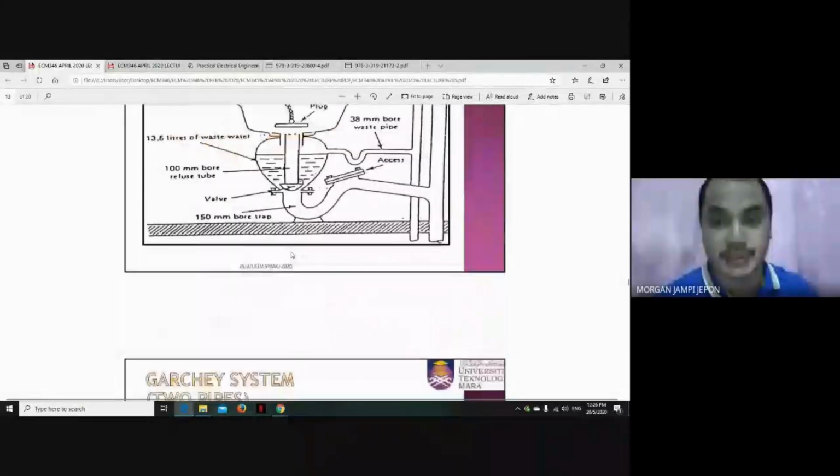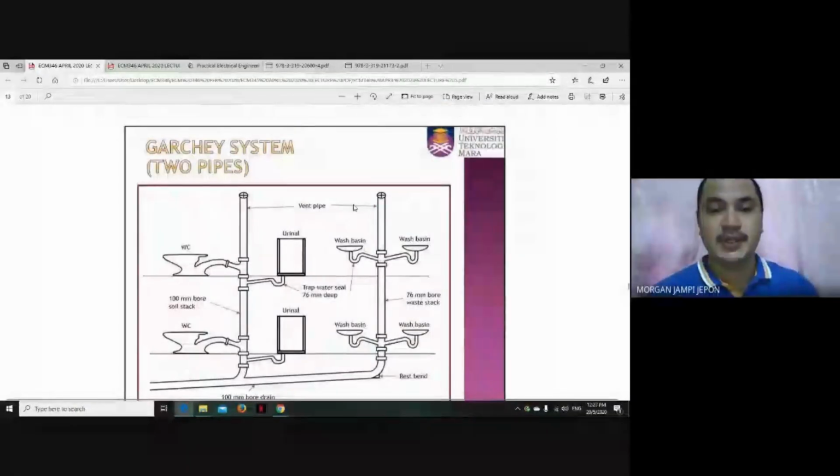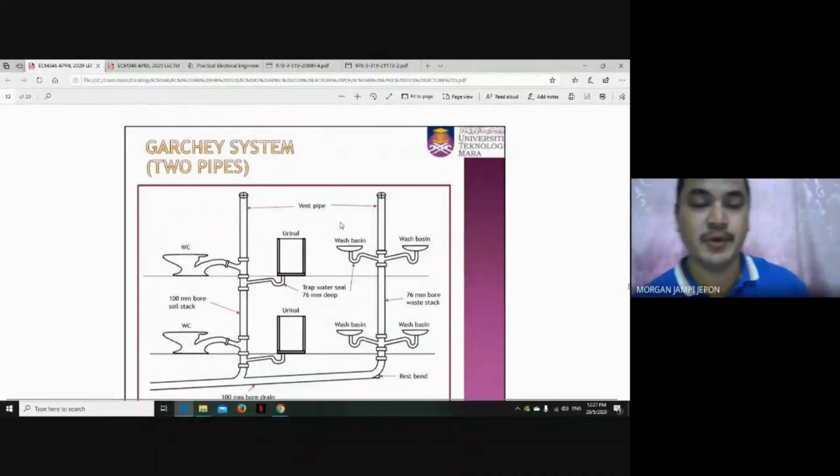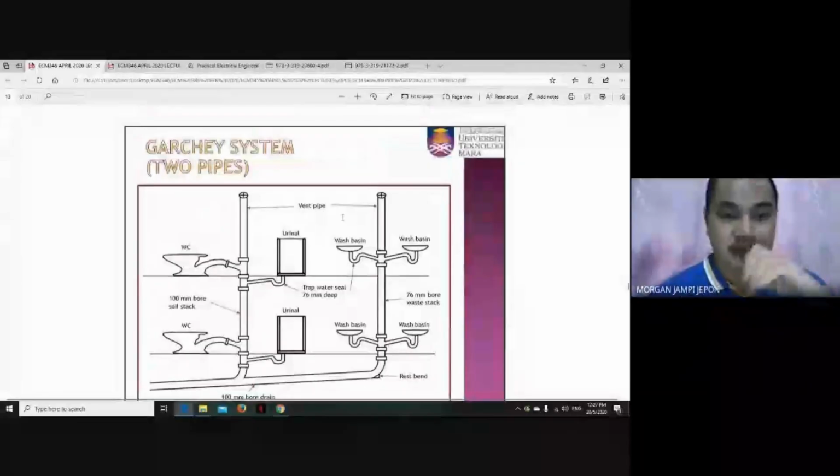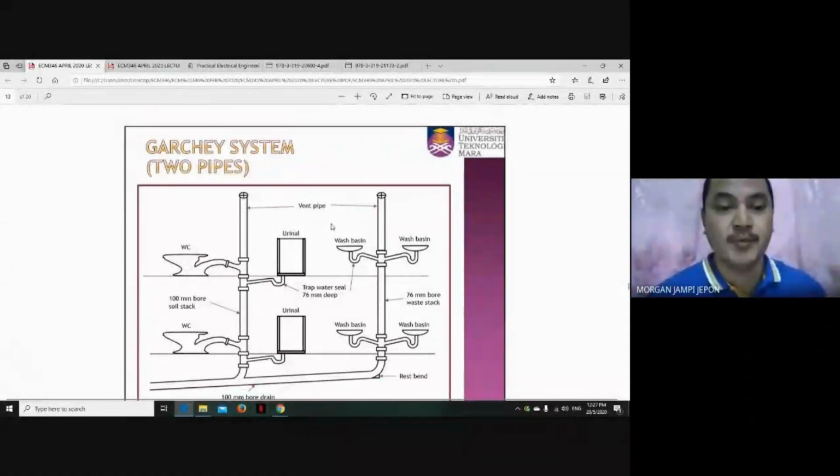All right. So this is also Garchi system, but this one belongs to a type called two pipe, and this system combines the piping from toilet. So this is toilet, water closet from the toilet, and from the kitchen. So for two pipe, first pipe is from the kitchen, second is from the toilet. So it divides the pipe. This is to avoid the smell, you know, smell from the toilet entering the kitchen.